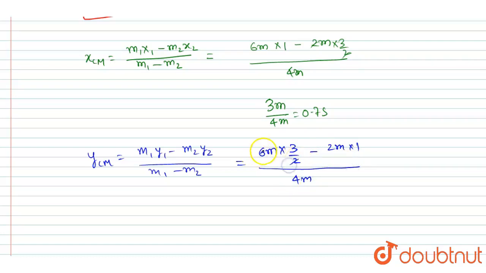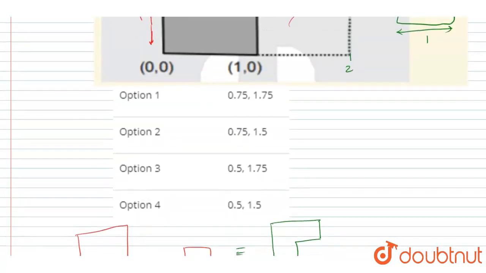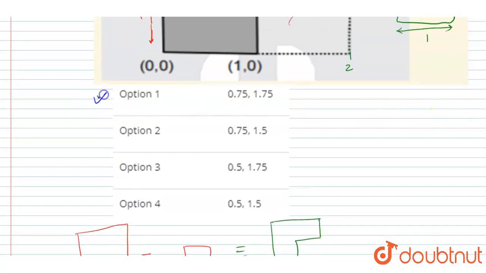You can see this will get cancelled out by 3. So 9m minus 2m will be 7m. So 7m by 4m, it will be 7 by 4. So 7 by 4 is 1.75. Now we know the coordinate is 0.75, 1.75. Now you can match your answer. So see, the first option is the correct one.